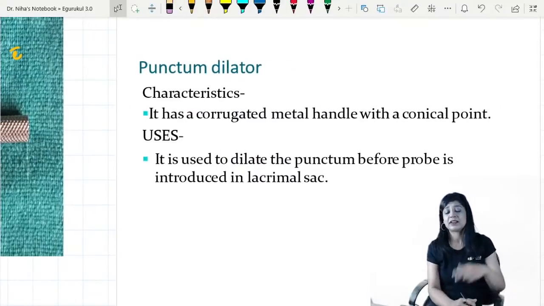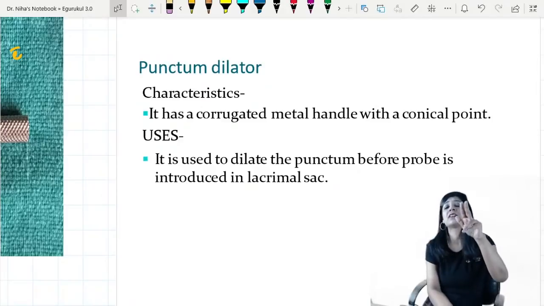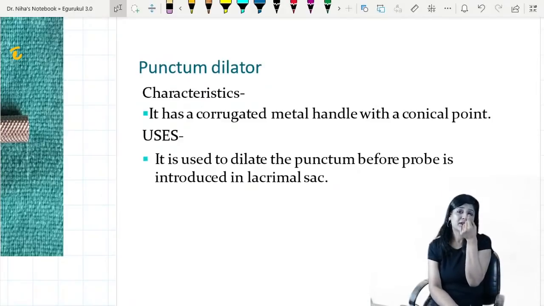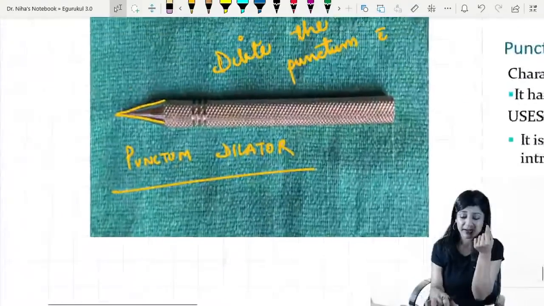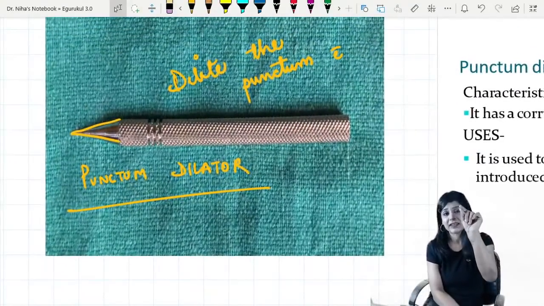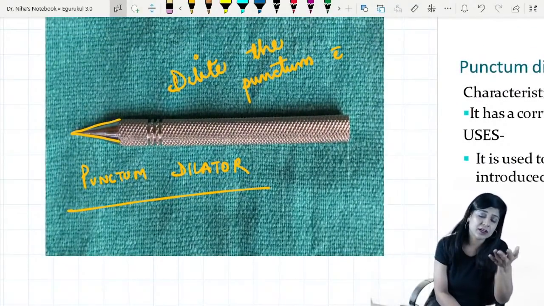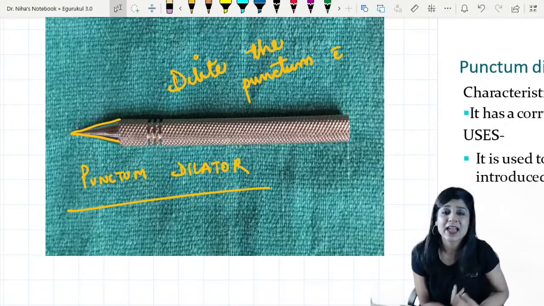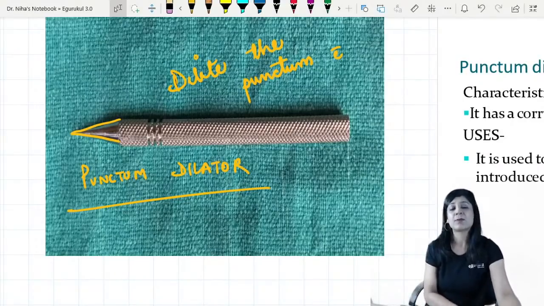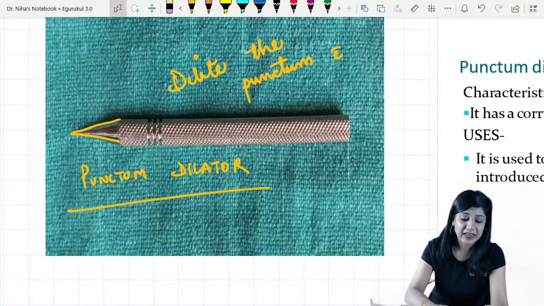Before you especially take the probe, I require the punctum to be very patent. So you can dilate it with the help of this punctum dilator, like in OBG you use the Hegar's dilator. Similarly here we use this punctum dilator to dilate the punctum.